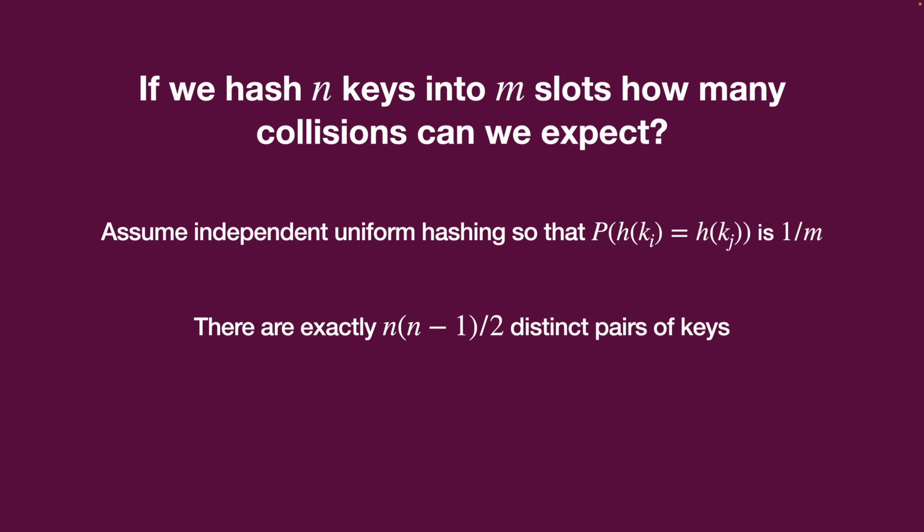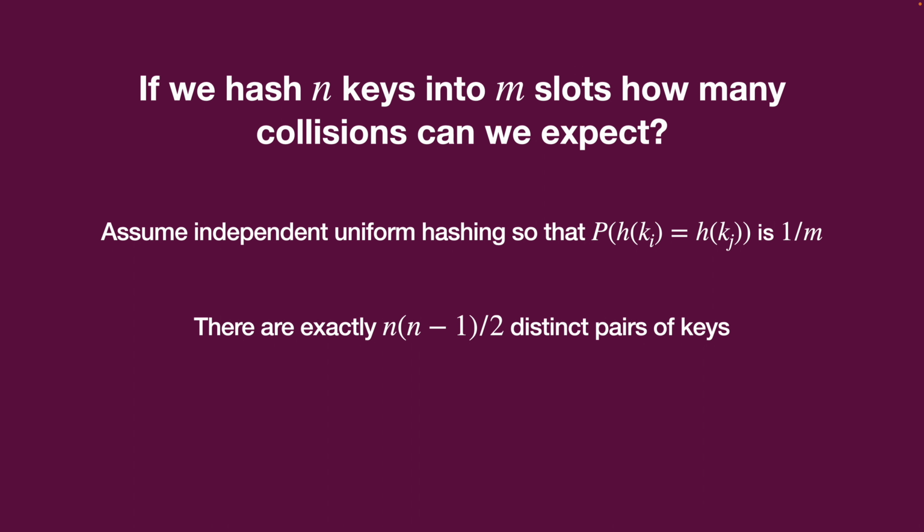So you might think, oh, okay, there's n times (n minus 1) edges. But really, you're double counting every edge. So that's why we divide by 2. And that's how we know how many distinct edges there are, or in other words, how many distinct pairs of keys there are in this problem.